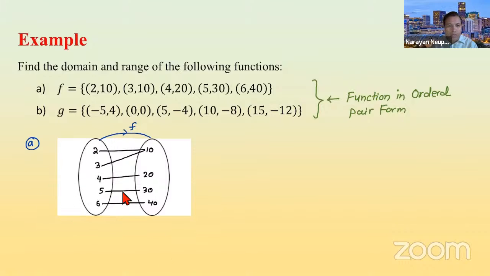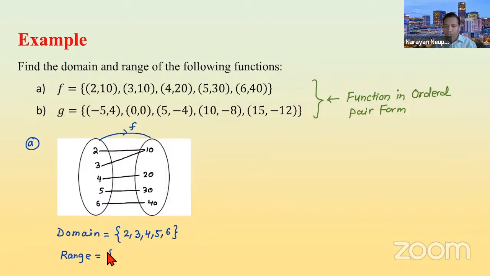because all these input values, they are domain. So the domain of this function will be 2, 3, 4, 5, and 6. So these numbers, which are also the input values, are called the domain. Now we need to write the range.